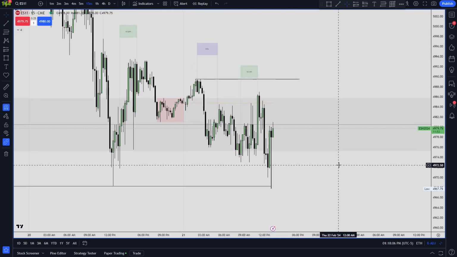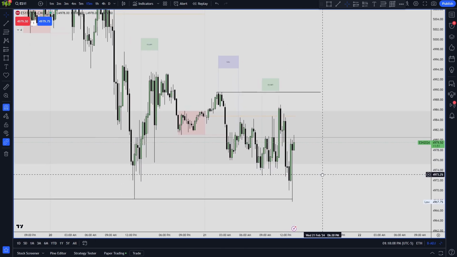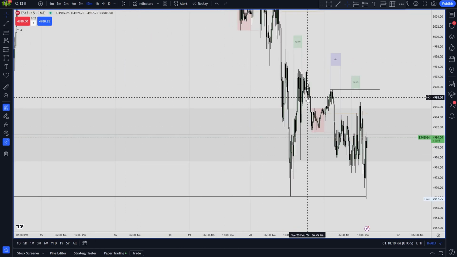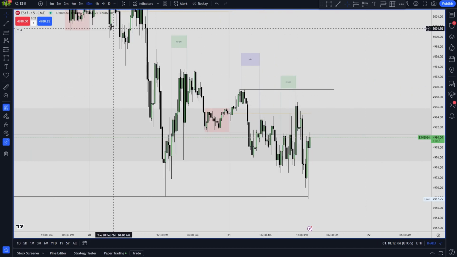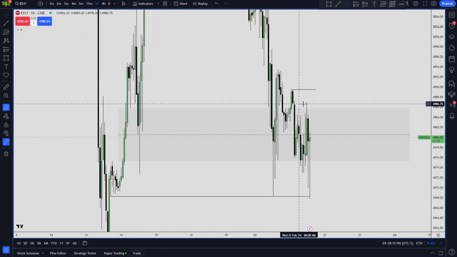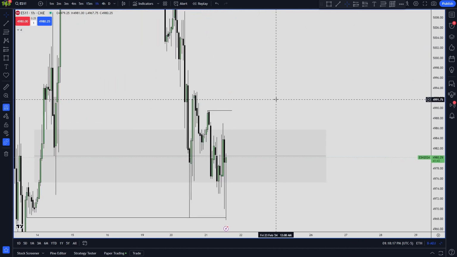Again, AM was slop. We're inversing this 15. If we hold this high time frame fair value gap, then honestly we could expect higher prices. And that's our bias. So I will be back.